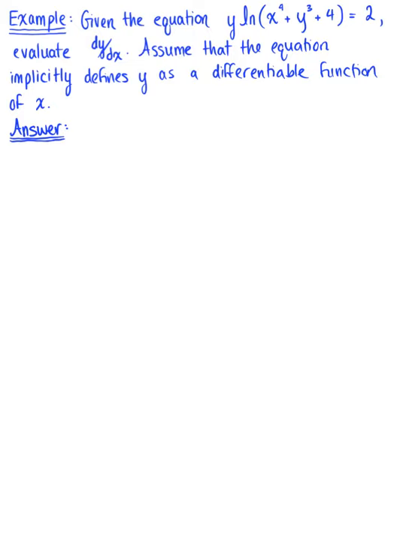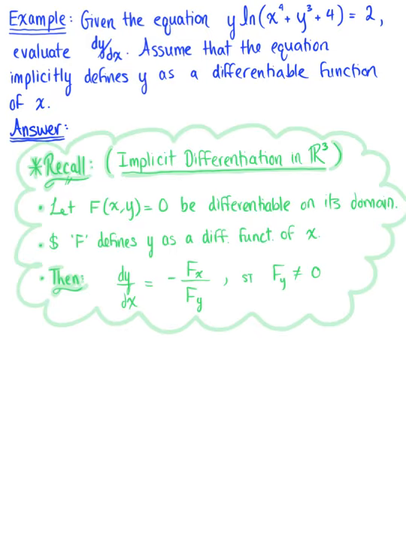Given the equation y times the natural logarithm of x to the fourth plus y cubed plus 4 equals 2, evaluate dy/dx. Assume that the equation implicitly defines y as a differentiable function of x. So, to begin here, let's recall the theorem for implicit differentiation in Rn.